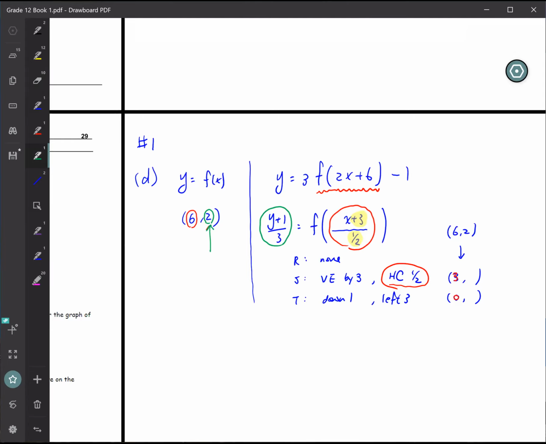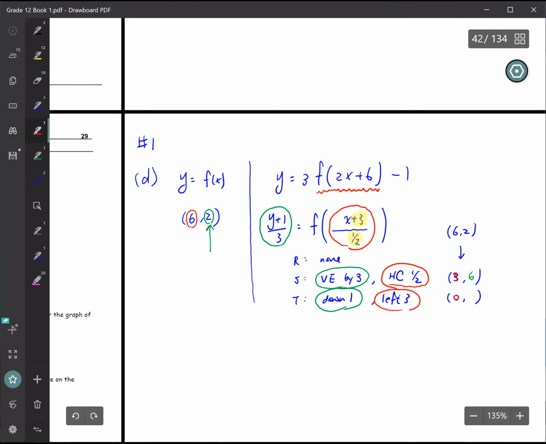Brandon? The 2. Yeah, for the 2, it's vertically expanded by 3. So 2 will become... you need to multiply. Oh no, sorry, 6. Yeah, okay, it gets 3 times bigger. Okay, and afterwards it moves down 1. So what do you do? Minus 1. Yeah. Okay, so it becomes 5. Okay, so your final answer for this question is (0, 5).